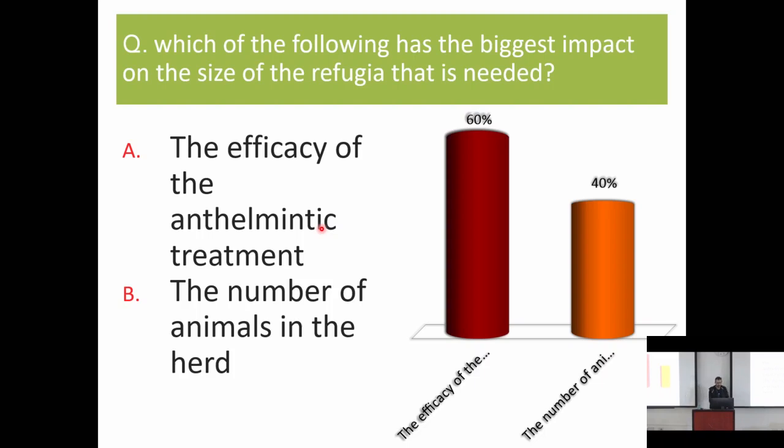Okay, so the efficacy of anthelmintic treatment. So the number of animals in the herd does not matter. It all depends on the efficacy of the anthelmintic drug.